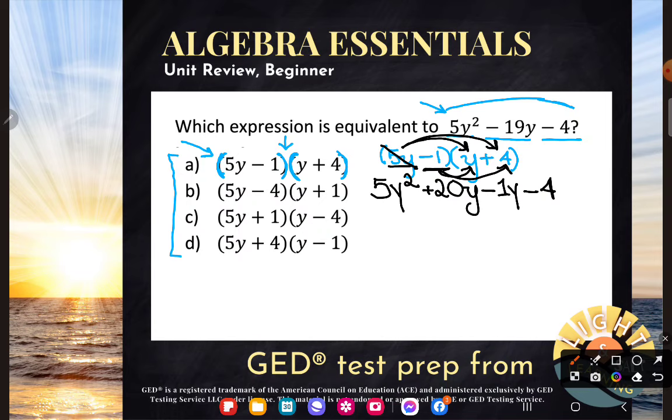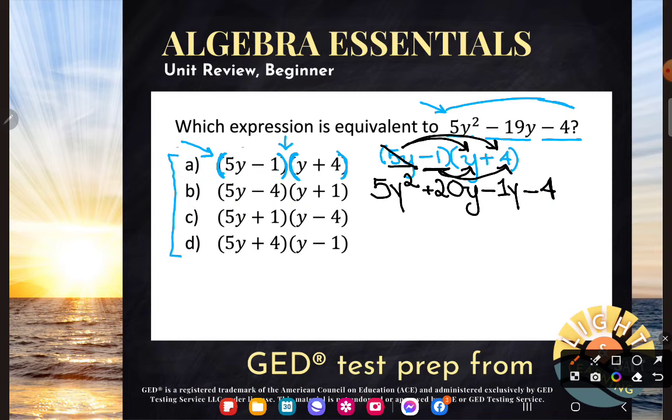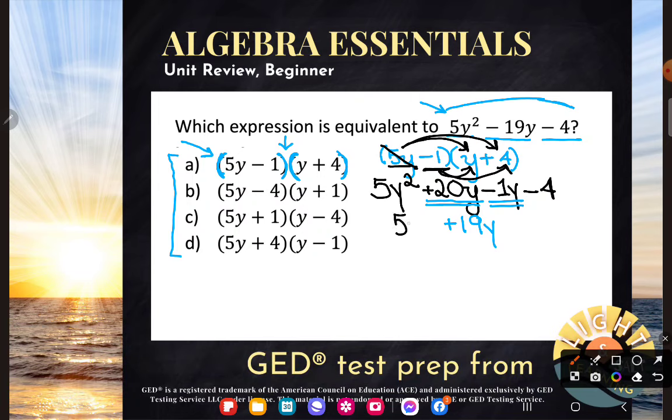Now, I did my multiplication, but remember, just like when we did multi-digit multiplication back in elementary school, if we have pieces and parts that can add and subtract together at the end, we should do that. And we do. We have two y terms, some number of y's and some other number of y's. Those are like terms, so we can combine them. If I have positive 20y and I take away one of those y's, I'll have positive 19y. I've got nothing to combine with the y squared term, so I still have 5y squared, and nothing to combine with the minus 4, so I still have minus 4.